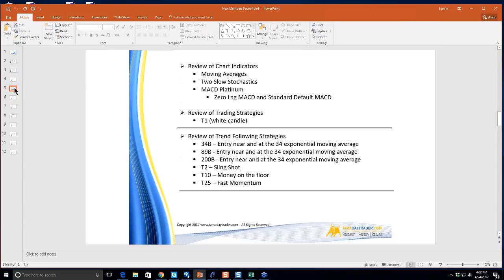On Wednesday is when I'm going to review our trend following strategies, which is our 34 Bs, and the B stands for bounce, bouncing from the touch of the moving averages. So we have a 34, 89, 200 moving average, and then I'm going to be talking about the T2, T10, and the T25. They're separate strategies, but they are in the direction of the trend.